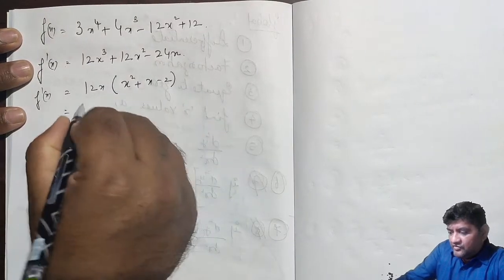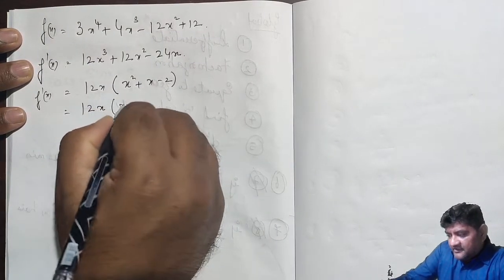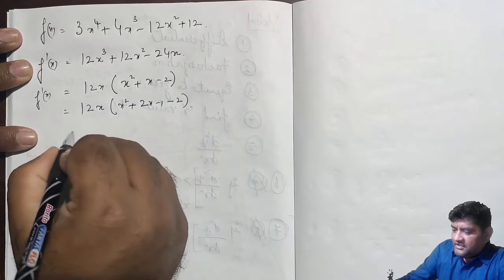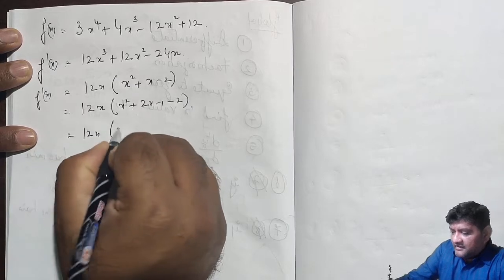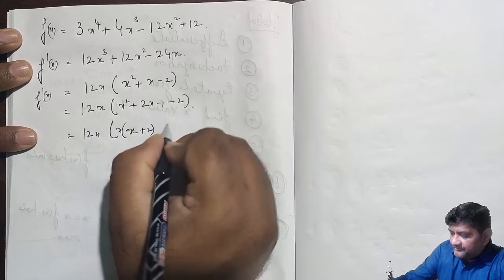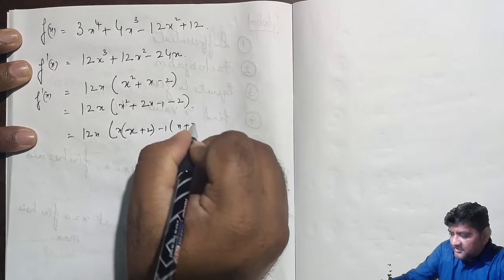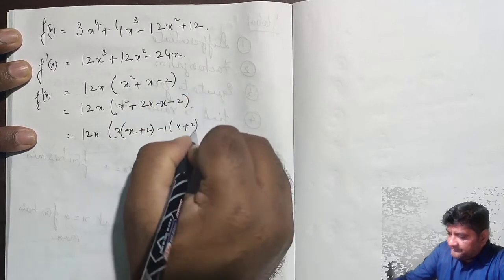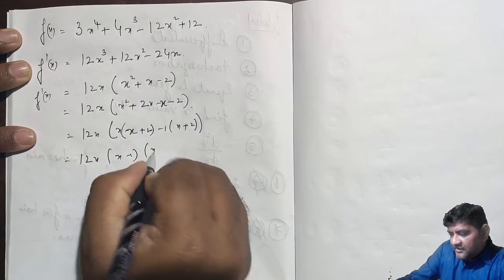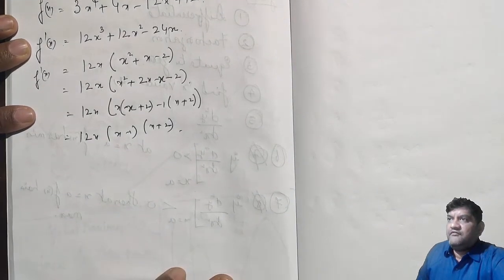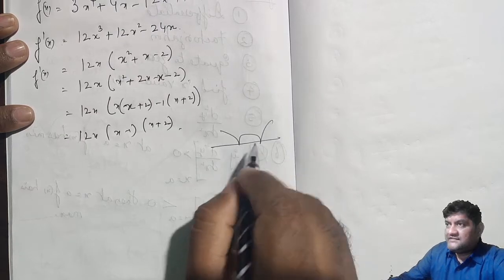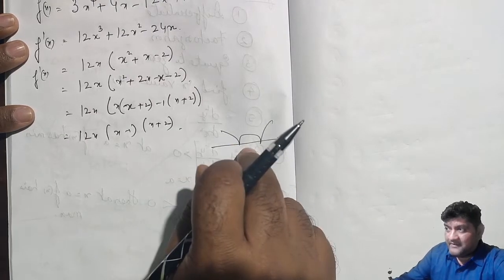Further, I can use splitting the middle term here and write this as x taken common out, x plus 2, minus 1 taken common out, x plus 2. So this is 12x into x minus 1 into x plus 2. If it was an increasing or a decreasing function, we would have done the curve method. But this is not increasing or decreasing. This is maximum and minimum.